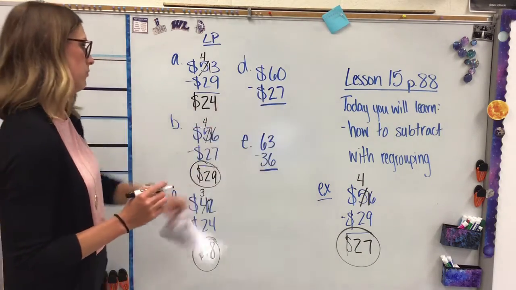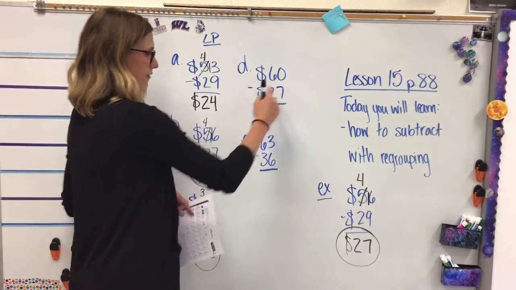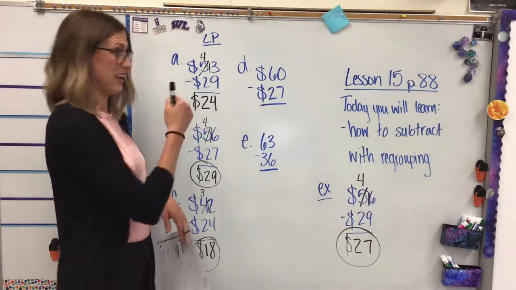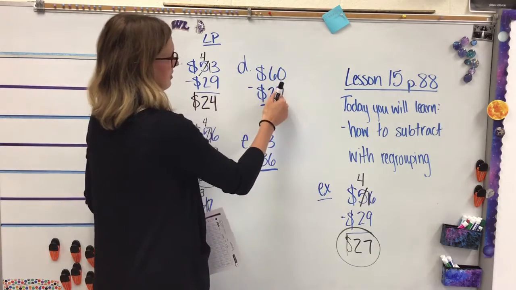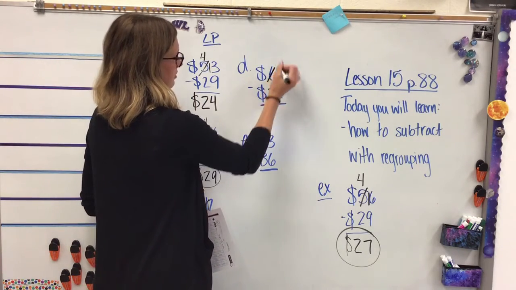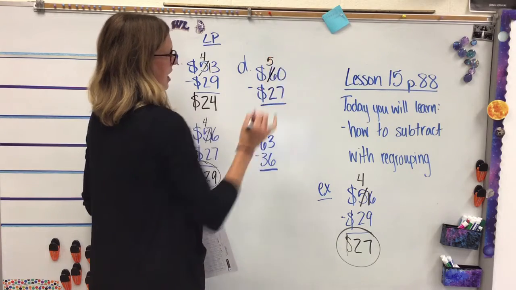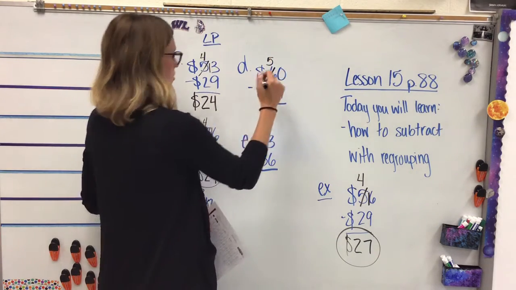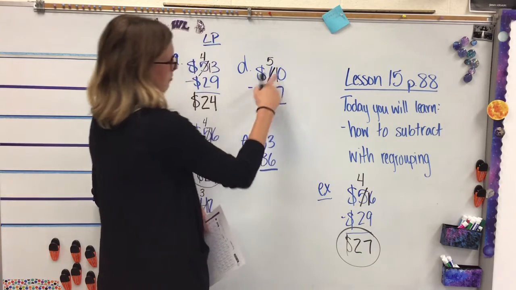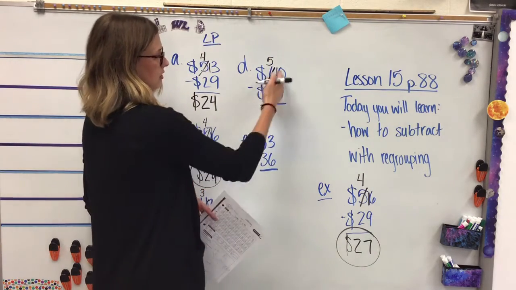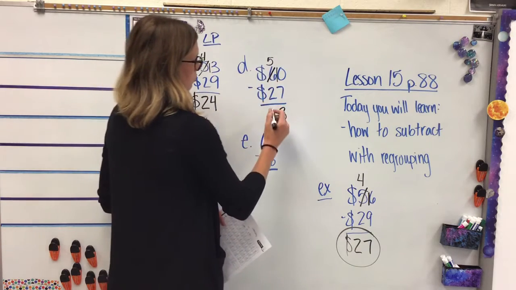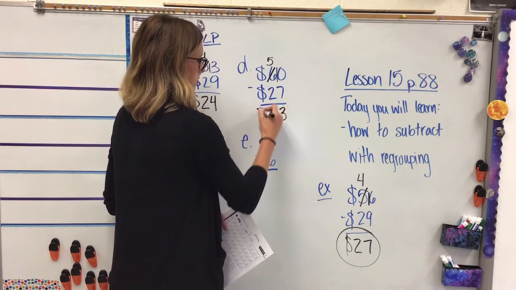Let's go on to D. 0 minus 7. If I have 0, can I take away 7? Nope, so I got to go next door. 0 minus 7, can't do that. Cross out the 6. Make it a 5. Remember, I got to drop that one down 1 because I'm going next door with those 10s. Change the 0 into 10. 10 minus 7 is 3. 5 minus 2 is 3. So I get $33.